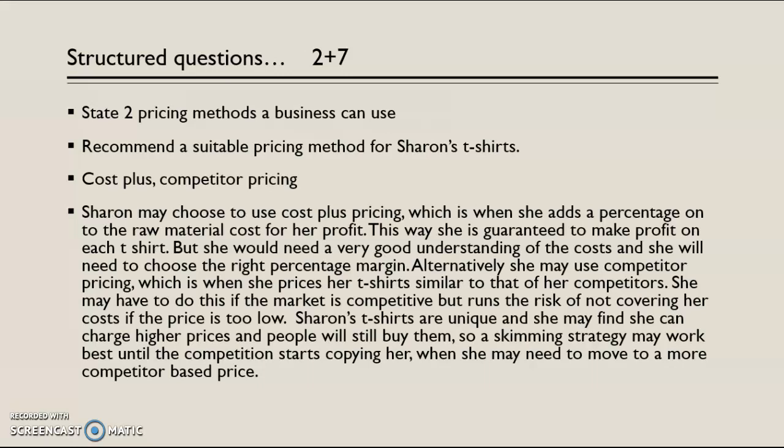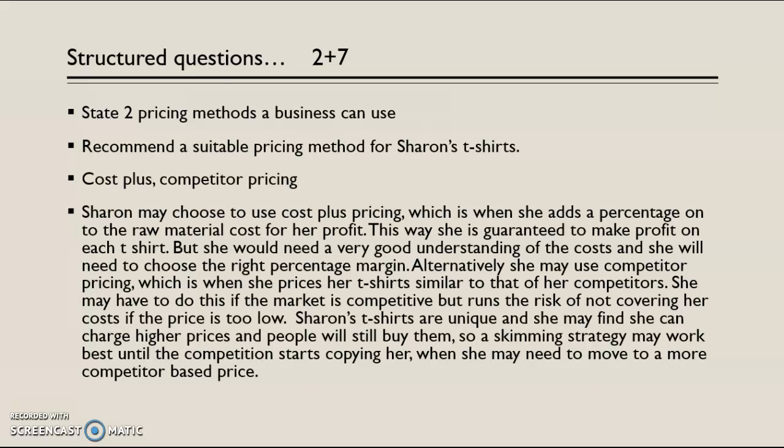So Sharon may choose to use cost plus pricing, which is when she adds a percentage onto the raw material cost for her profit. You don't really need to do that because the knowledge mark has already been gained, but it's a good way just to ensure that you know what you're talking about. This way, she's guaranteed to make a profit on each t-shirt, but she would need a very good understanding of the costs, and she'll need to choose the right percentage margin. Alternatively, she may use competitor pricing, which is when the price of her t-shirts is similar to that of her competitors. She may have to do this if the market is competitive, but runs the risk of not covering her costs if the price is too low.